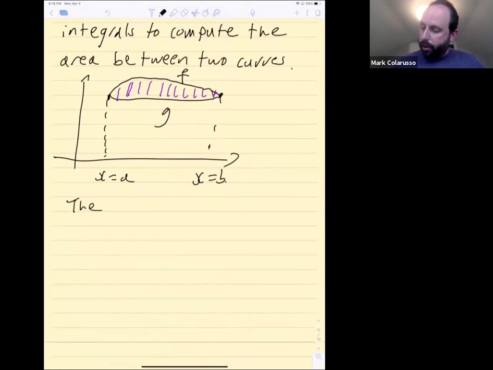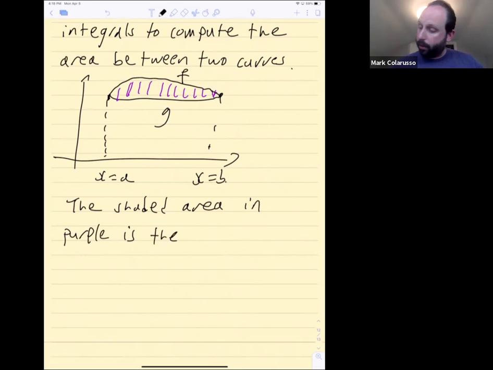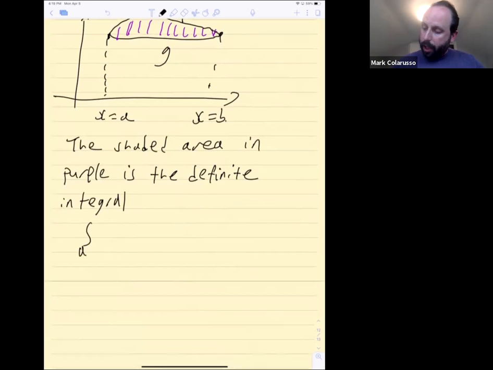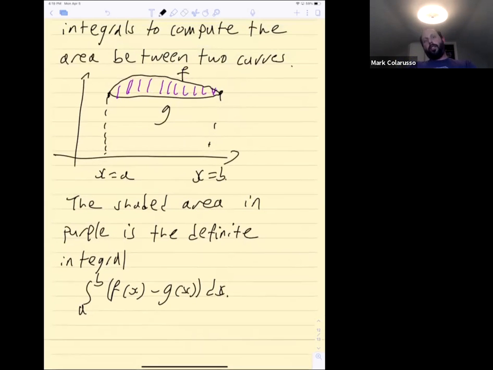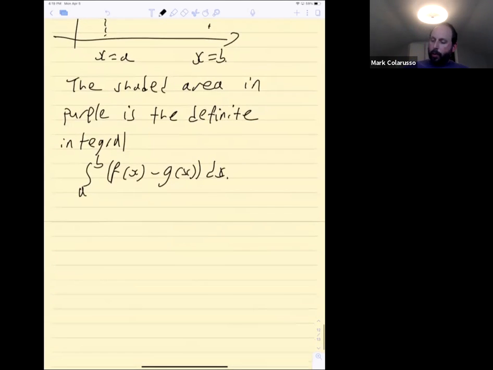The shaded area in purple is the definite integral from a to b of f at x minus g at x, so the integral from a to b of f minus g at x dx. Now, this is basically very, very easy because why is this the area between the curves? How do you get the area between f and g?